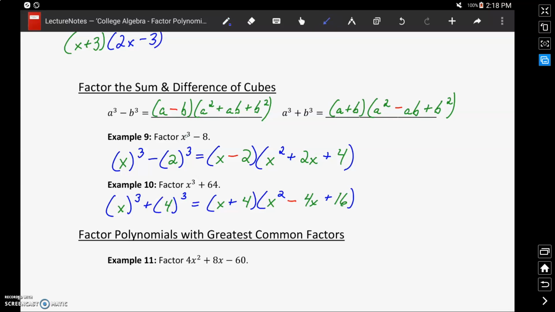Again, this really comes down to just being able to identify both the first and second term as perfect cubes, and then committing these two different forms to memory, keeping in mind they're both quite similar. What's changing is just the position of that subtraction sign, depending on whether the initial problem was a difference or sum of two cubes.